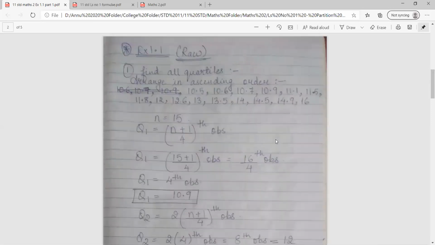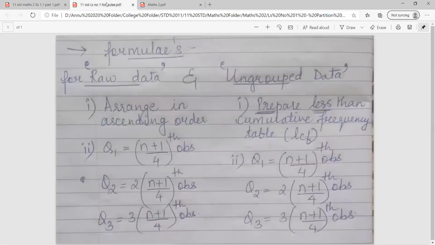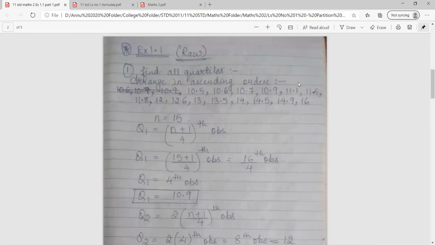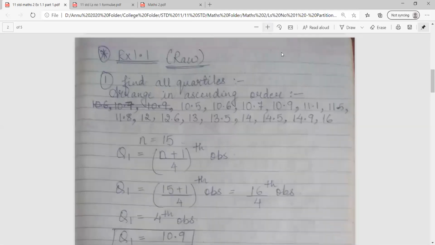So we are starting with exercise 1.1. You can have a look at the question first. Compute all the quartiles for the following series of observations. Class, when you have single line data separated by commas, that is called raw data. The very first step is to arrange it in ascending order. As you can see, I have arranged it in ascending order, starting with the lowest number first, 10.5, 10.6, 10.7 and so on. The total number n over here is 15.